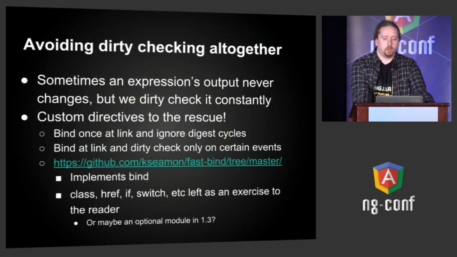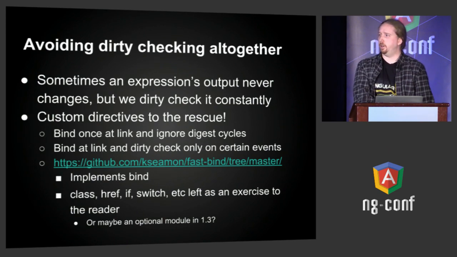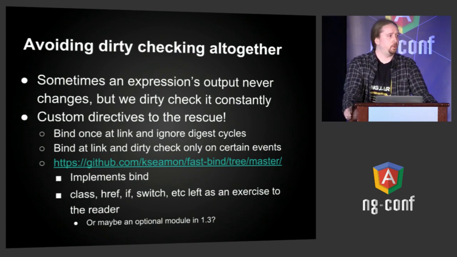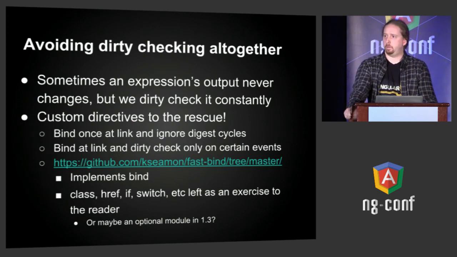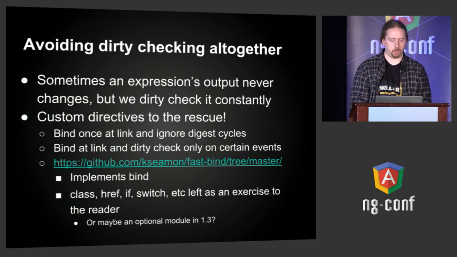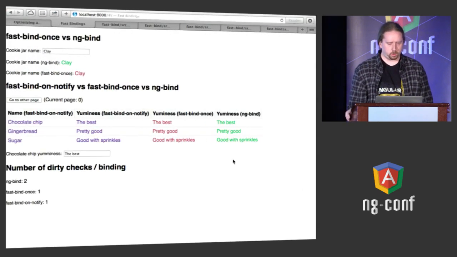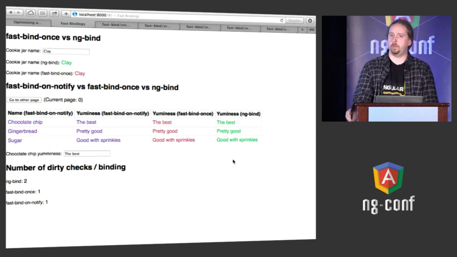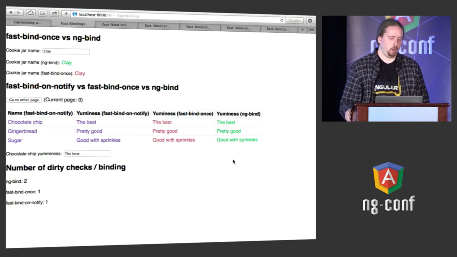So, all right. What if we could just cut down and not dirty check at all? Yeah, custom directives to the rescue. We've heard a lot of people talk about bind once. Apparently, it's promised for 1.3, so that's really good. But what if we have something that just wants to bind sometimes, but not all the time? Going back to my pagination example, let's say we download a page of data. Really, most of that's not going to ever change during our session, but we still want those bindings to update when we switch to the next page.